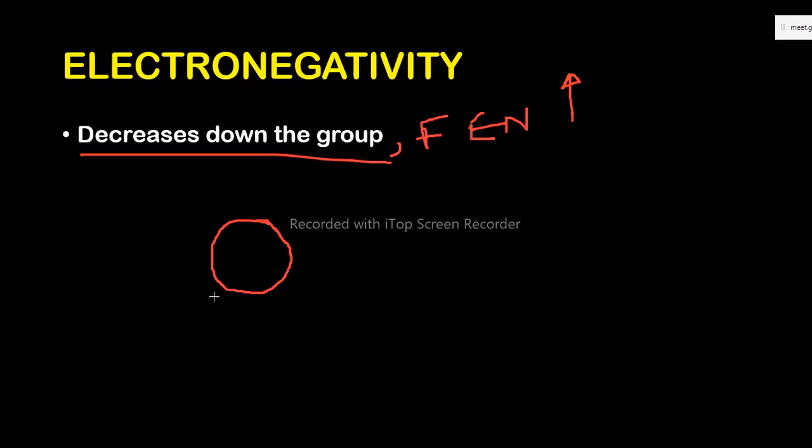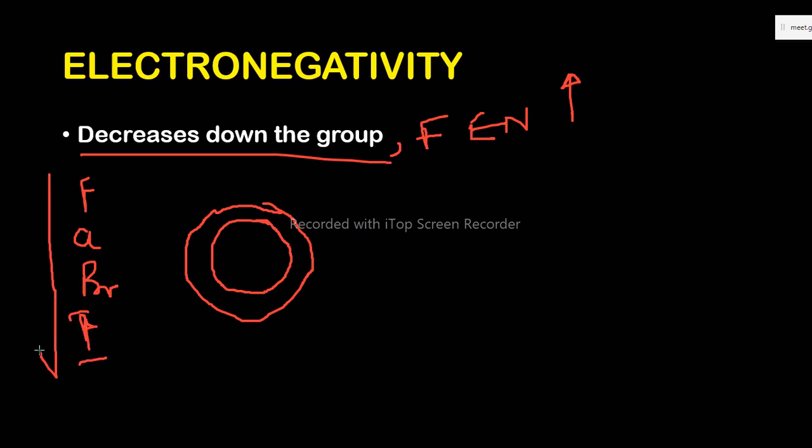And so what does that mean? Why is the size increasing? Because the electron is added on an extra energy level. From fluorine to chlorine, there is always that extra shell that is added. From chlorine to bromine, there is that extra shell that is added. And from bromine to iodine, there is that extra shell that is added. And so as a result, the sizes keep on increasing down the group.